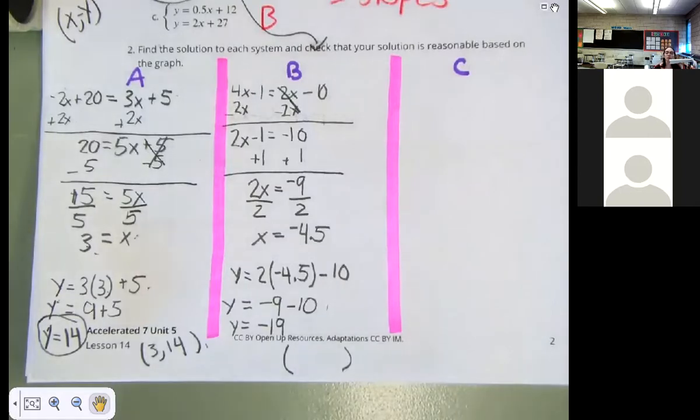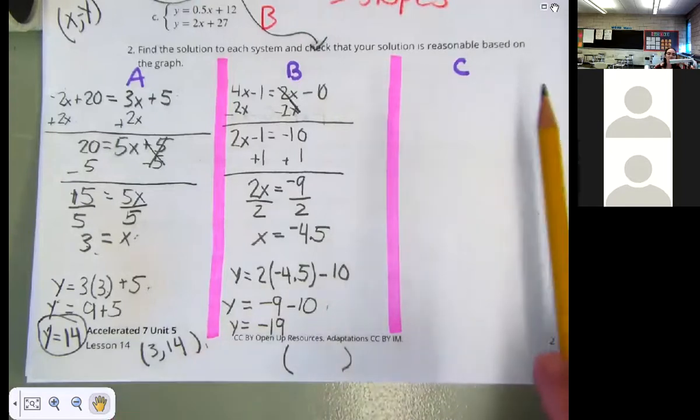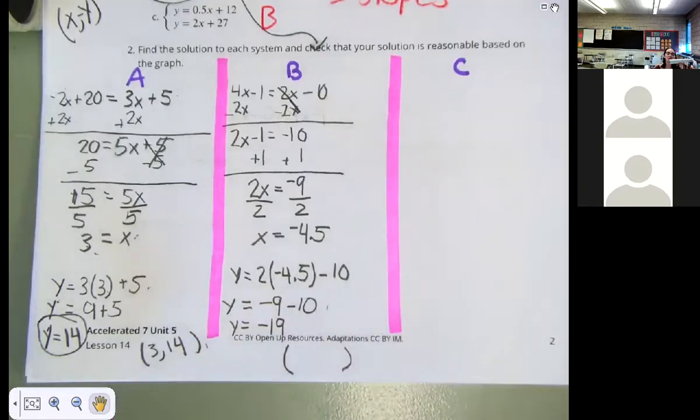Okay, we're taking 1 more working minute and then we're coming back together. Once again, if you finish early with B, start to look at and set up C for yourself.